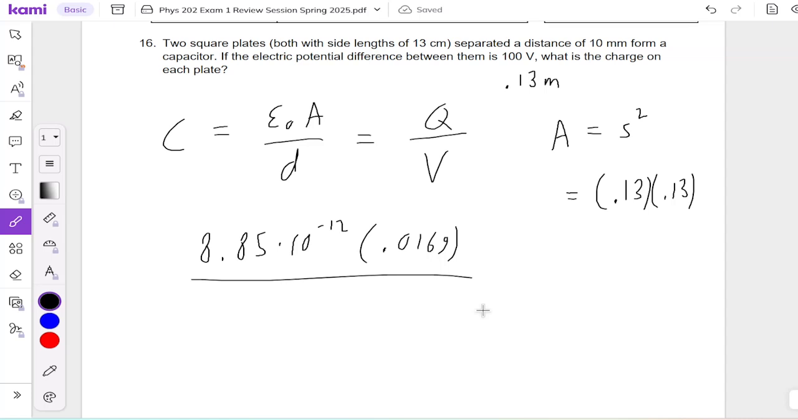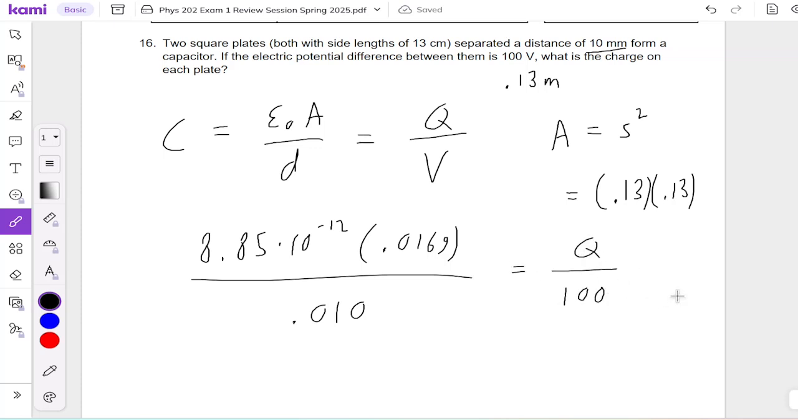Divided by the distance. The distance is 10 millimeters. Yes, we divide by 1,000 to convert that to meters, 0.010. And then this just equals Q divided by 100.